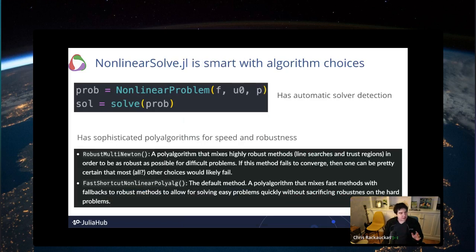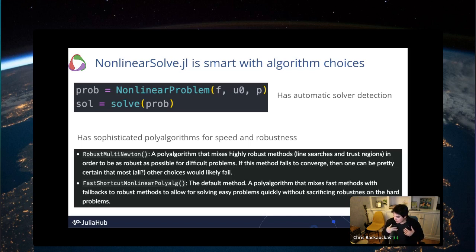So one of the nice things that we've done with the differential equation solvers is we made it have automatic solver detection. A lot of these libraries for ODE solving say, oh, tell me what you want to use, a fifth order Runge-Kutta method or Radau method or whatnot.